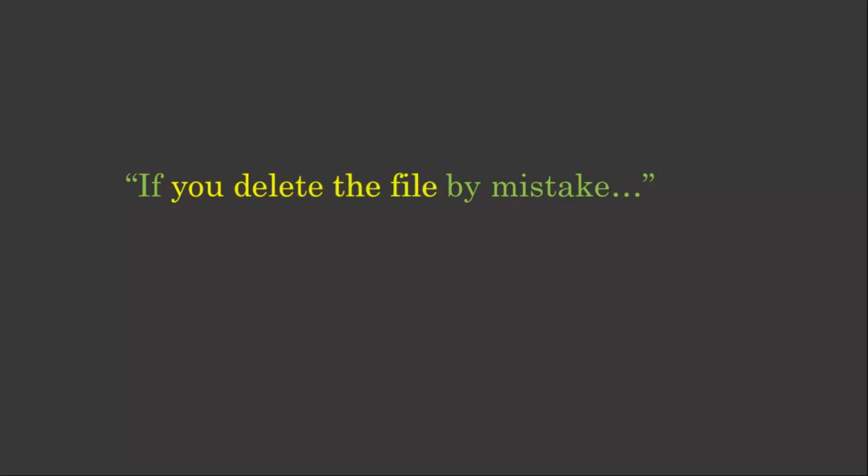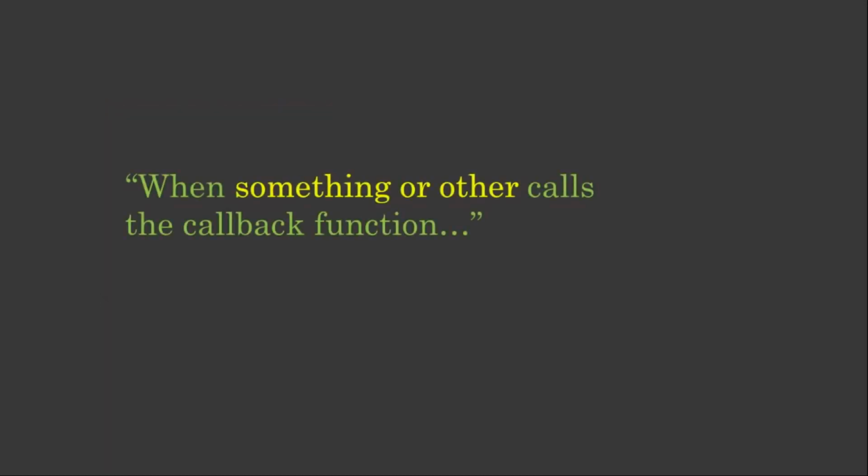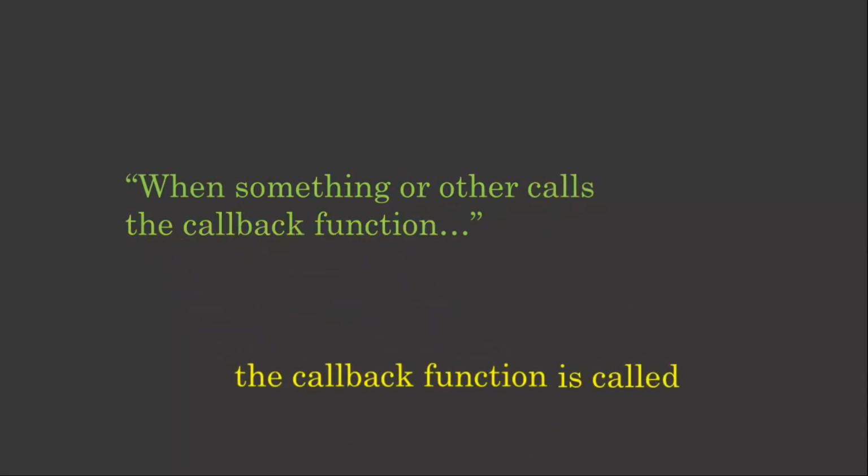Let's make it softer. First, take the agent out. Now we switch the verb to a passive form and put the object at the beginning of the sentence. Instead of saying, if you delete the file by mistake, say, if the file is mistakenly deleted. How about this one? We don't know who is going to call our callback function. Could be anybody. The agent is unknown. Again, we get rid of the unknown agent, put the verb in a passive form, and move the object into the subject position.